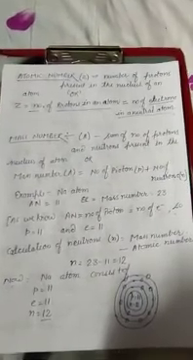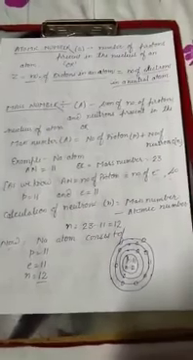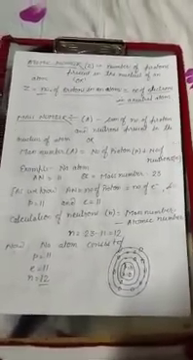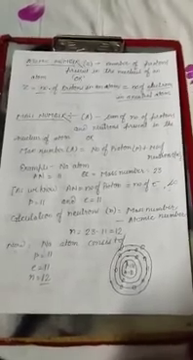Now I am taking an example. Suppose we are taking the example of the sodium atom. Now we will calculate first the number of protons, then the number of electrons, then the number of neutrons. The atomic number and the mass number are given. The atomic number of the sodium atom is 11, and the mass number is 23.